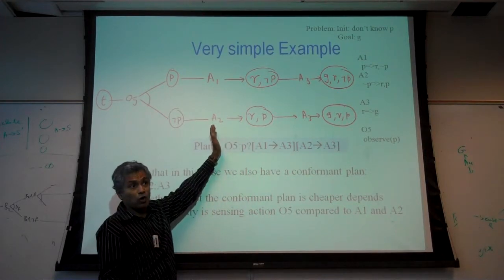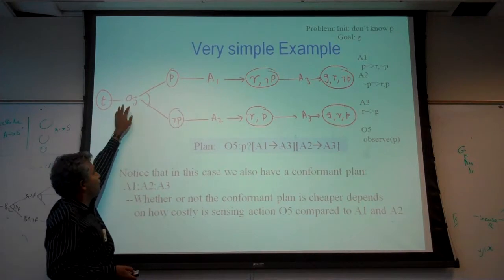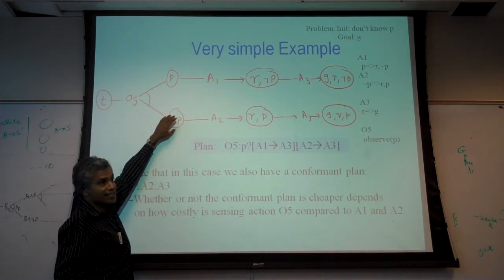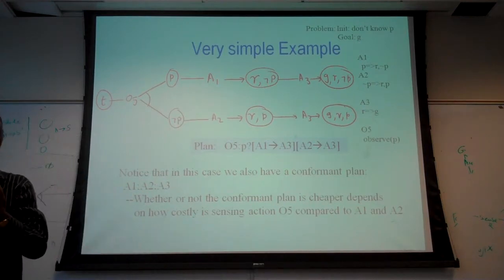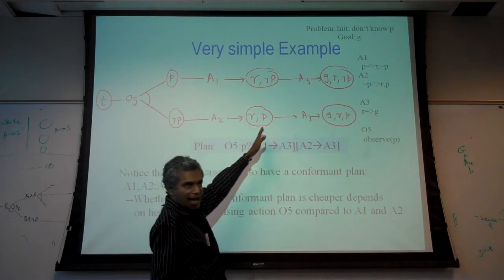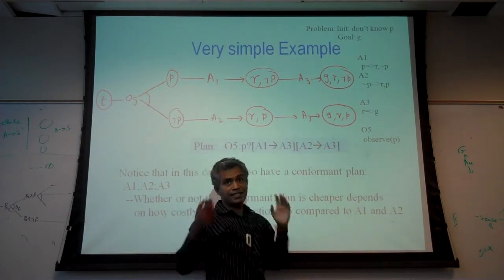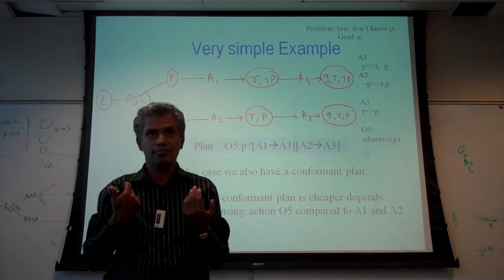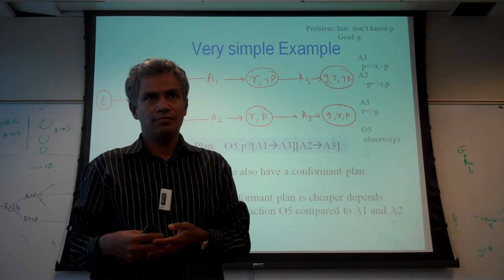Because if I happen to know that there's a prior probability that when you do O5, the chance that P will be false is higher, then I'll just make this plan and extend it only if the sensing action comes and tells me that P is in fact true, in which case I still have to extend it.